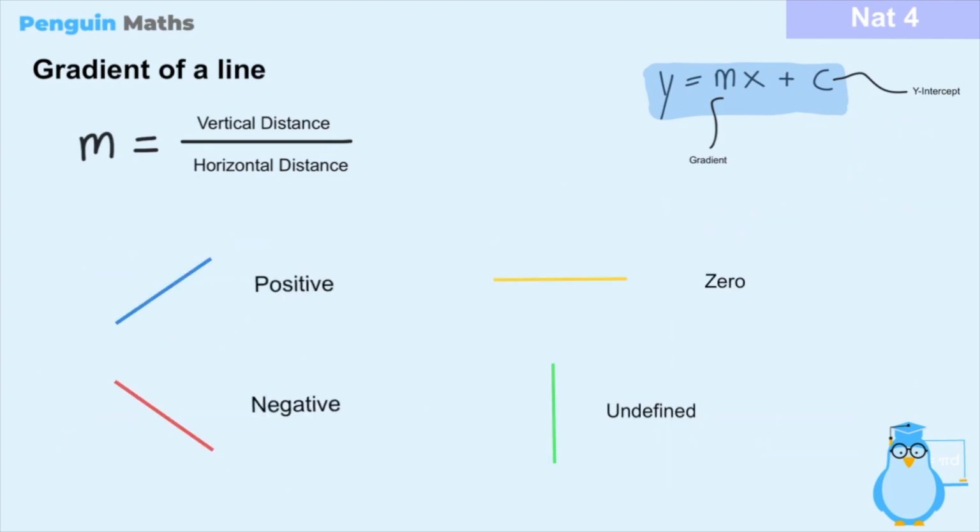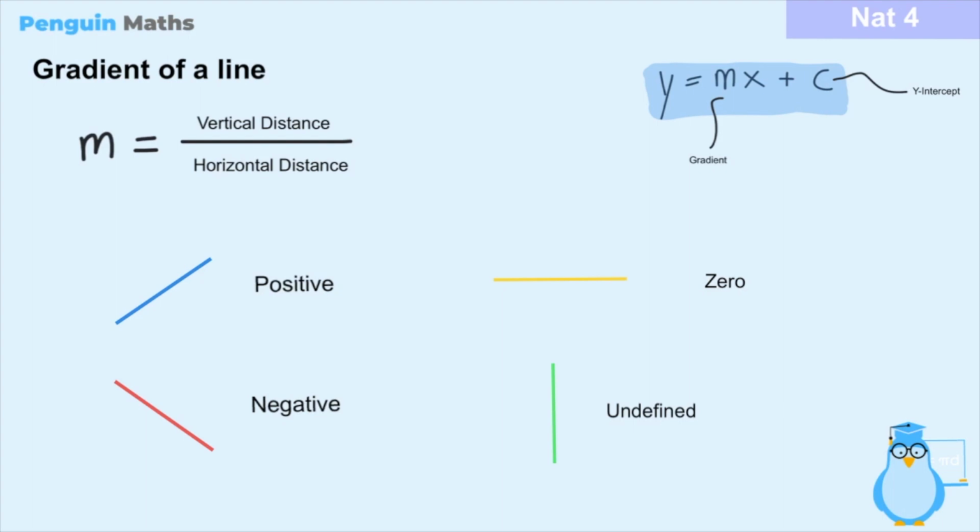So just to recap that little bit on gradients, we said that if the line is going up the way like this, then it's a positive gradient. If it's sloping down the way, it's negative, and that means we have to add a negative sign on when we are calculating the vertical and horizontal distances. If the line is parallel with the x-axis or running left to right like this, then the gradient is 0. And if it's parallel with the y-axis or running up and down vertically straight, then the gradient is undefined.